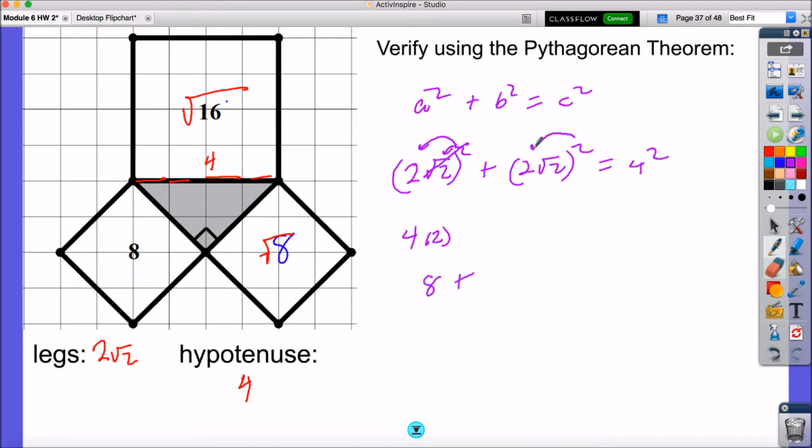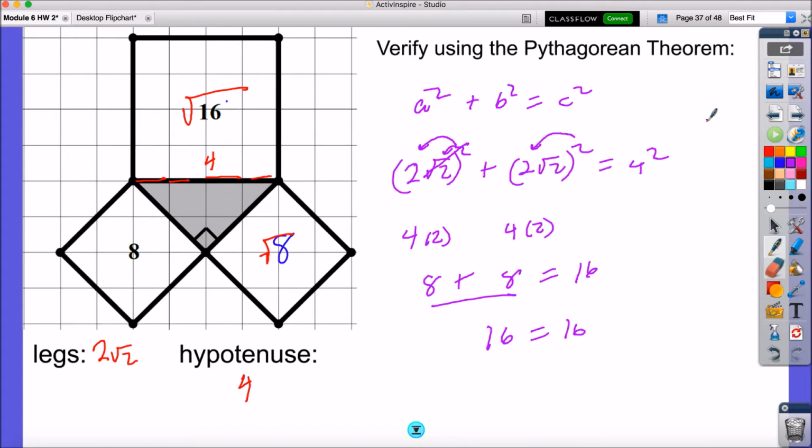Plus, same idea here, 2 squared is 4, radical 2 times radical 2 is 2, and 4 times 2 is 8, and 4 squared is 16. When I combine these, I get a true statement of 16 equals 16. So that's how you verify it using the Pythagorean Theorem. You plug in everything you know and see if you get a true statement.